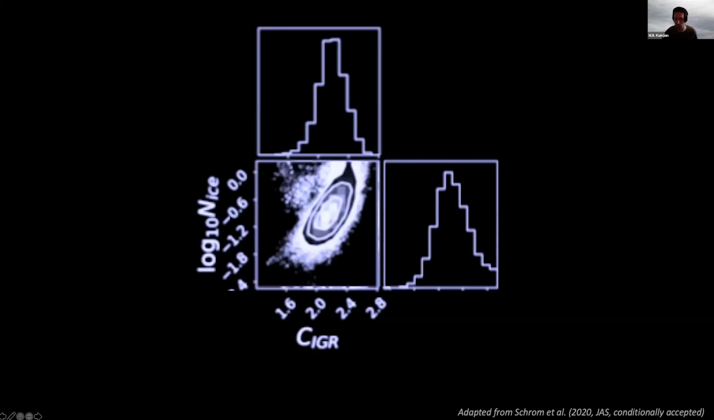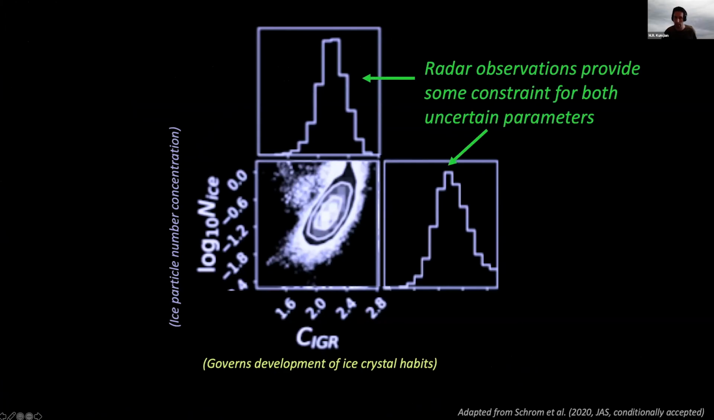So we'll zoom in real quick and look at this one in particular. These two parameters represent the one that governs the development of the ice crystal habits, or the ice crystal shapes, and the one on the vertical axis is the ice particle number concentration, which we also treated as an uncertain parameter. What you can see is that even though the priors are uniform, the posteriors have these nice-looking Gaussian-ish PDFs, which implies that there's some constraint being provided by the radar observations.